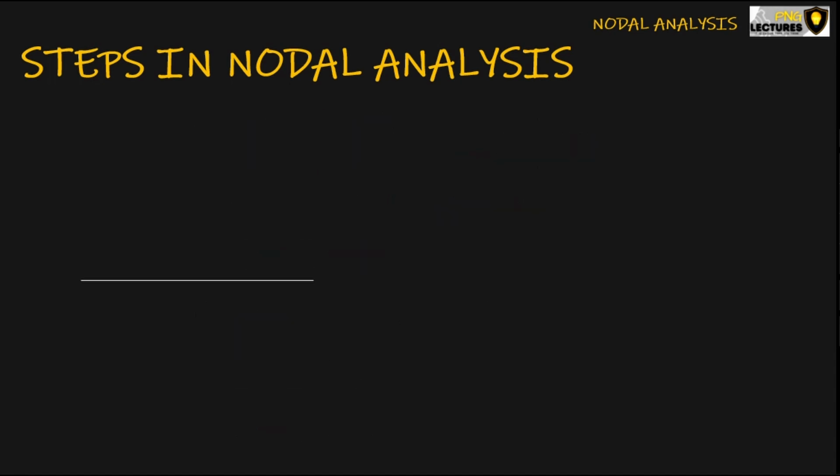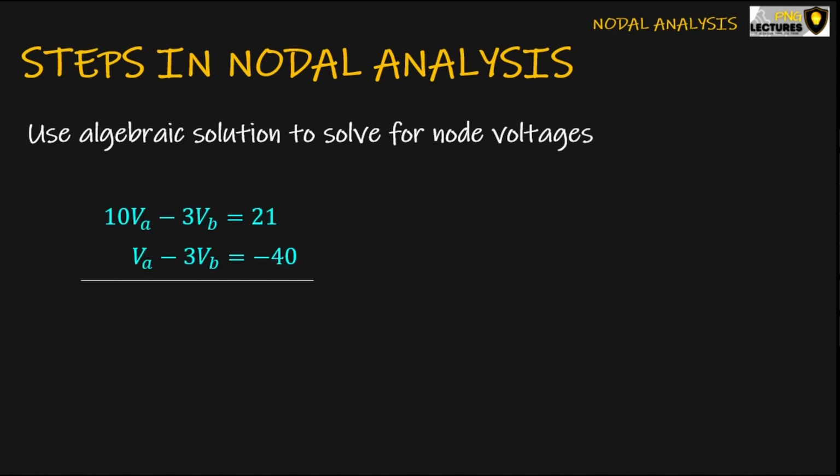Now that we have two equations and two unknowns, VA and VB, step 5 is to solve for the node voltages using simultaneous equations. After simplifying the equations, we can use algebraic techniques. We can use the method of elimination or substitution, Cramer's rule, or Gauss-Jordan, it's up to you. In this particular example, we will be using the method of elimination and substitution. So we have two equations: 10VA minus 3VB equals 21, and VA minus 3VB equals negative 40.